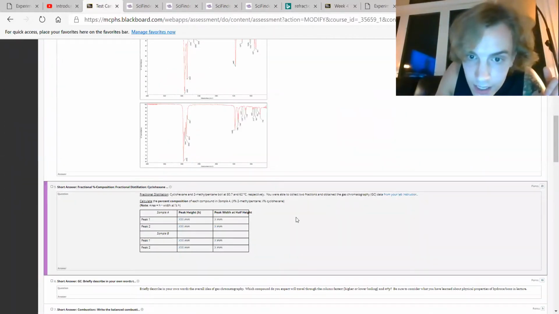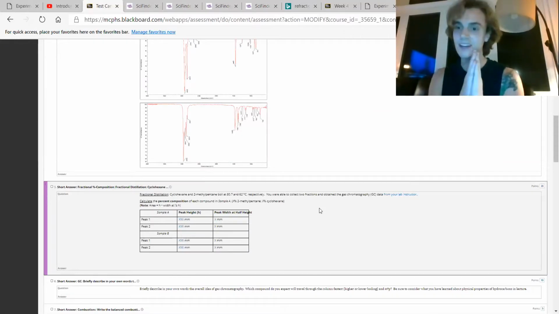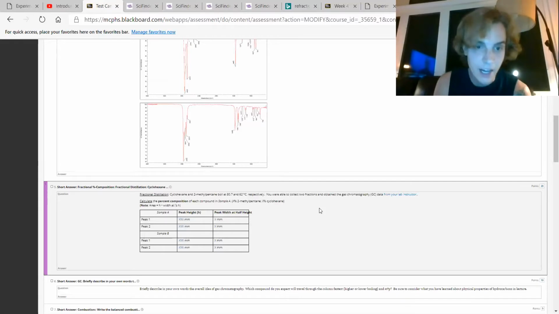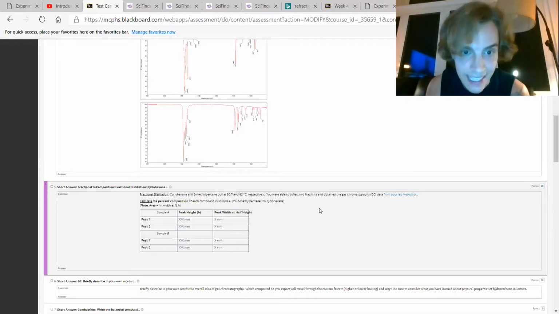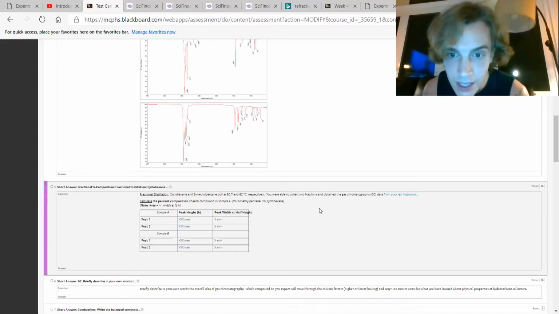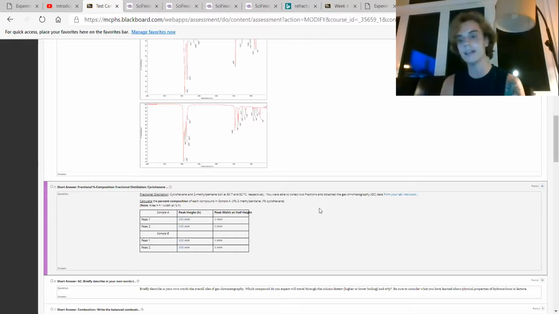You were able to collect 2 fractions and obtain gas chromatography from your lab instructor. Yes, you were. So I gave you guys the refractive index of both the toluene and the N-hexane, okay, but not the cyclohexane and the 2-methylpentane. So the gas chromatograph results of the cyclohexane and the 2-methylpentane will be included in the description of this video or in an email I'm about to send you.